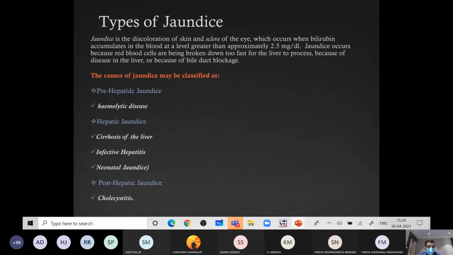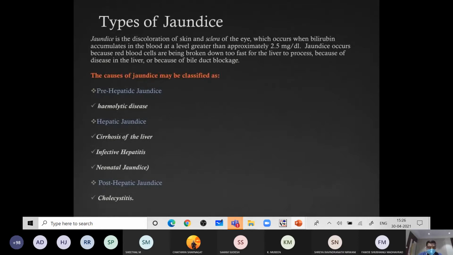Conjugation will not take place, so the unconjugated bilirubin level increases. Then in obstructive jaundice, the conjugated bilirubin level increases. These are hepatic jaundice and prehepatic jaundice; they might have told you in theory. Cirrhosis of liver, infective hepatitis, neonatal jaundice, then post-hepatic jaundice, when there is obstruction in the flow of bile, cholecystitis.